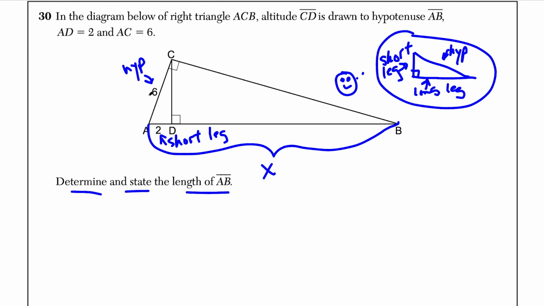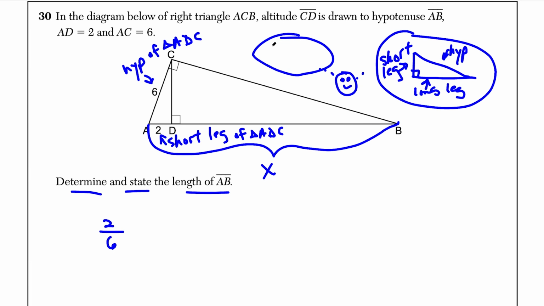Okay, so if we're talking about triangle ADC, this is the short leg of triangle ADC, and this is the hypotenuse of triangle ADC. When I set up the ratio 2/6, I'm thinking in terms of short leg over hypotenuse. That's what we're focusing on, once again in triangle ADC. We're doing the short leg over the hypotenuse.